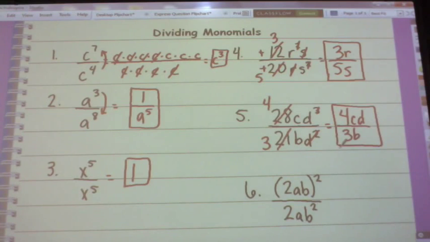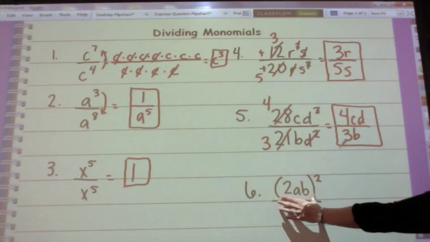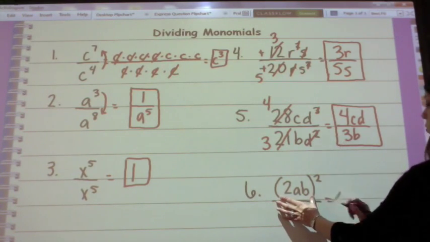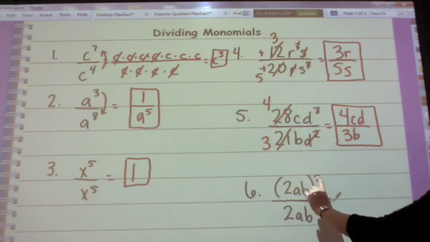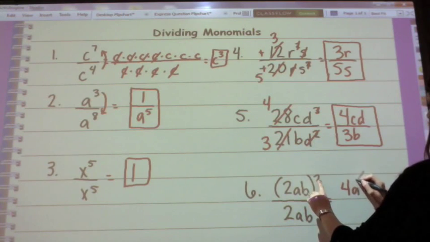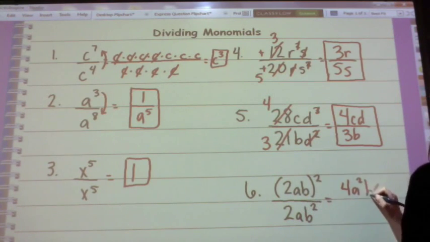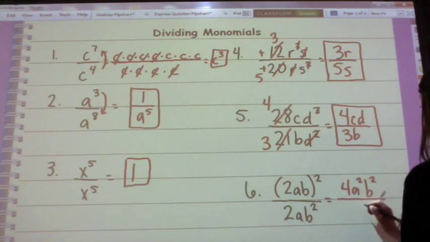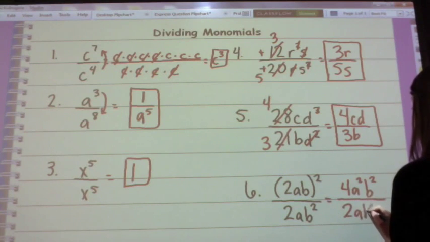Okay, so let's look at another one. We have the quantity of 2ab squared over 2ab squared. Well, this quantity 2ab squared, first we need to go ahead and solve it. So 2 squared is 4, a squared is just a squared, and b squared is b squared over 2ab squared.